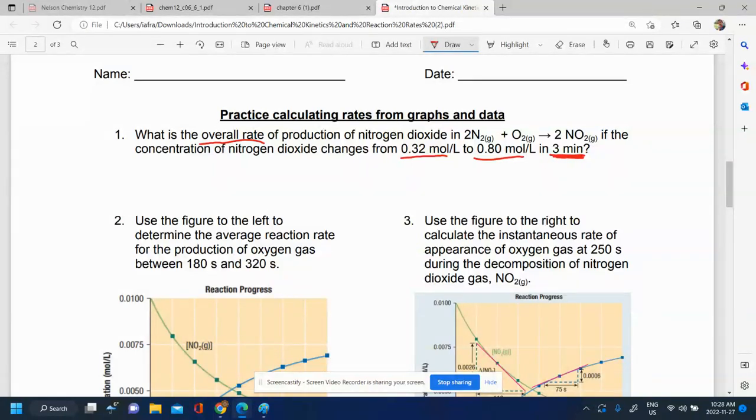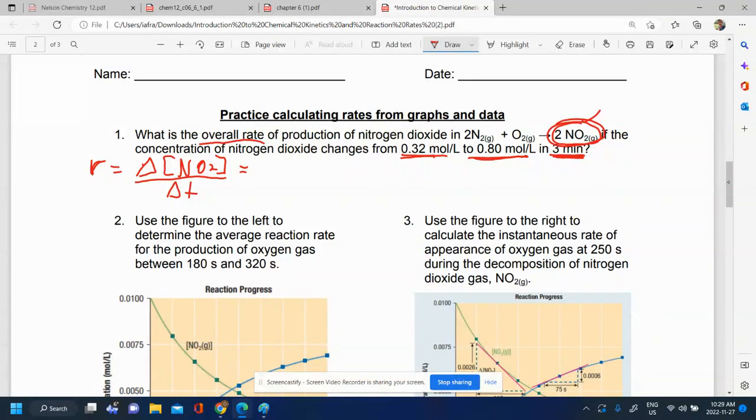Within that 3 minute time interval, what is the rate of nitrogen dioxide production? So we are looking at products over here. Since we're looking at products, we would expect our number to be positive right off the bat, no negative values at all. So the rate is equal to the change in the concentration of NO2 over our change in time, over a delta T. So we have an increase in concentration, which makes sense because it is a product.